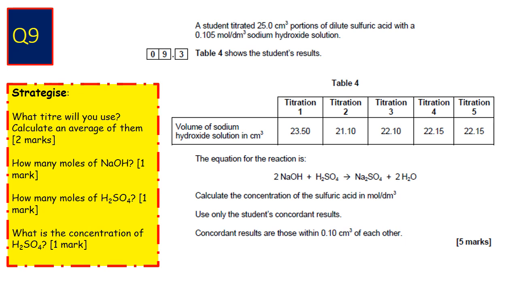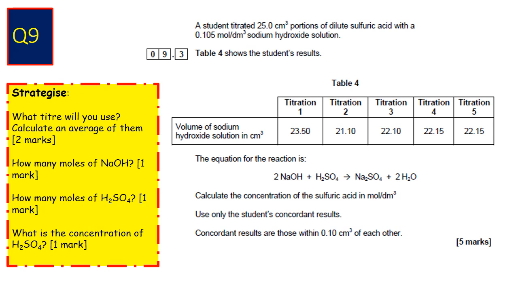The question wants you to calculate the concentration of sulfuric acid in moles per decimeter cube. Use only the student's concordant results. Concordant results are those within 0.1 centimeter cube of each other. There's some helpful clues there. So we're trying to get concentration, so the concentration equals moles divided by volume. So we need to know the moles of the sulfuric acid. We don't have that yet, but we can work it out.